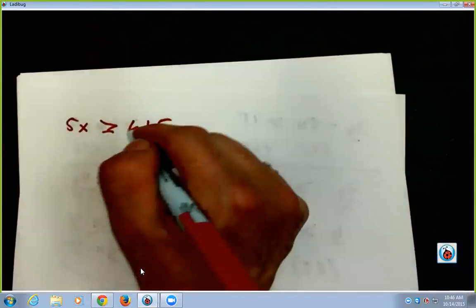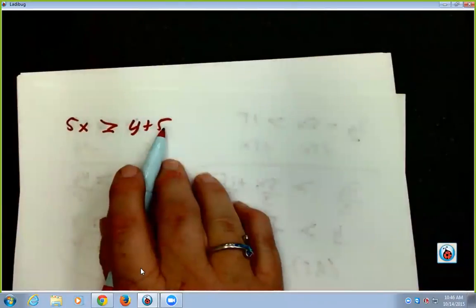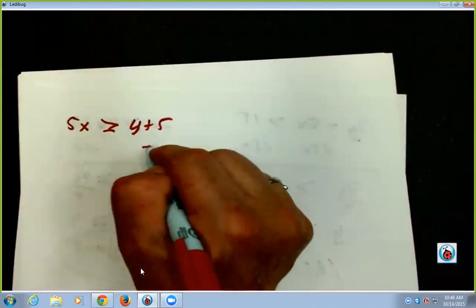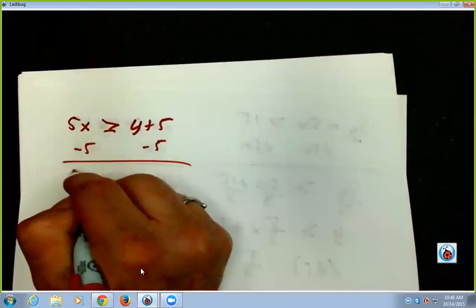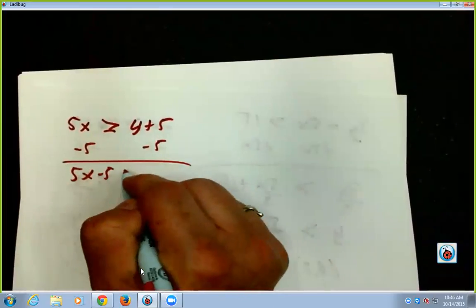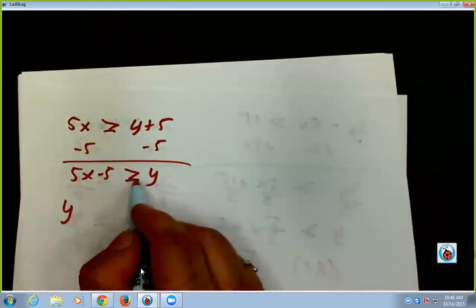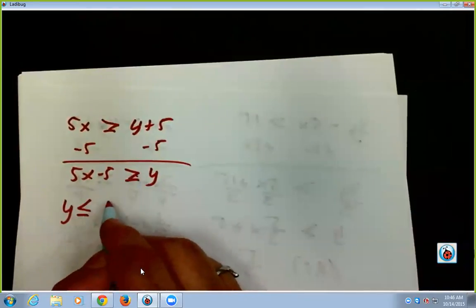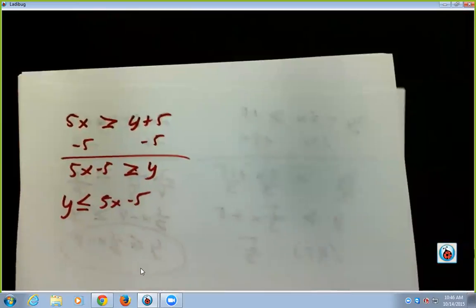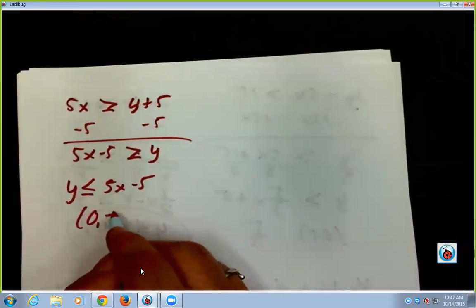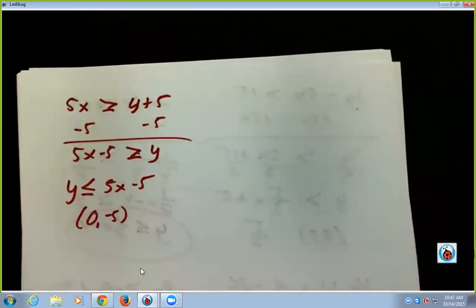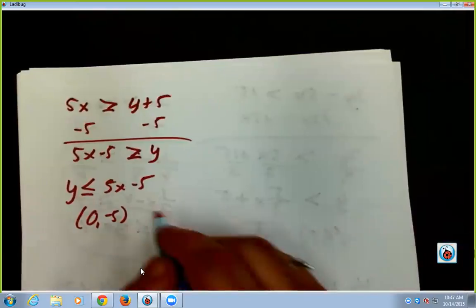And again, you can move the 5 or the y, whichever. So I'm going to move 5 over. And I get 5x minus 5 is greater than or equal to y. Reverse it. Point stays towards y. My intercept is 0, negative 5. We're good there? What's my slope? Slope is 5.